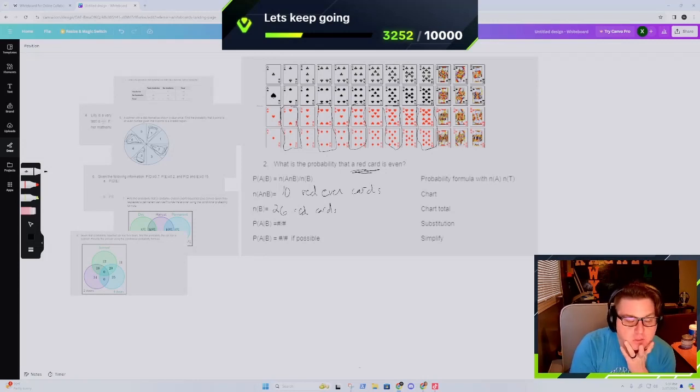All right. So now put the 10 on top over the 26, because that's our formula, the number of A's and B's over the number of B's. So we pulled the chart total off. We used the probability formula. We're going to substitute our numbers in. Now we want to simplify. So if I do 2 times 5 and then 2 times 13, the 2's will cancel each other out and we'll be left with 5 over 13.